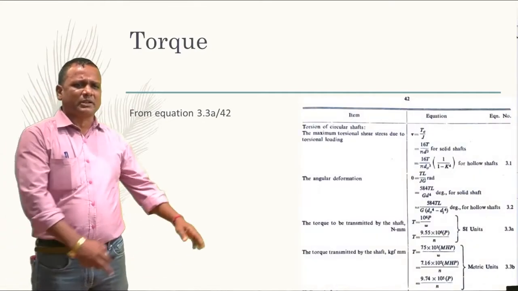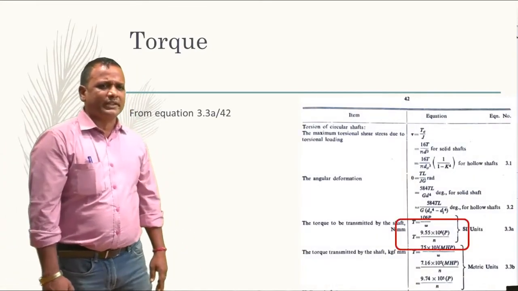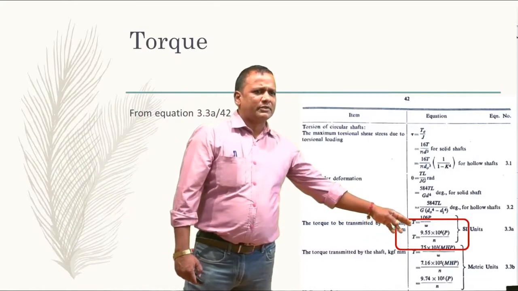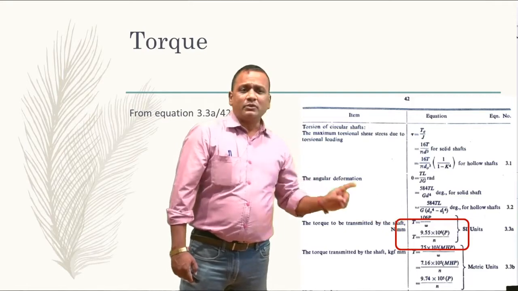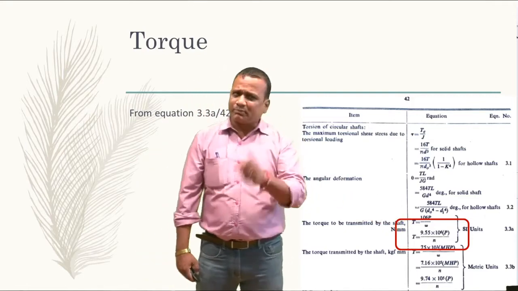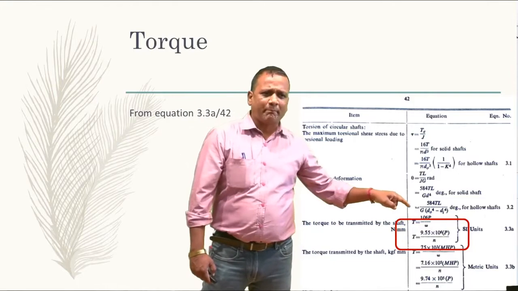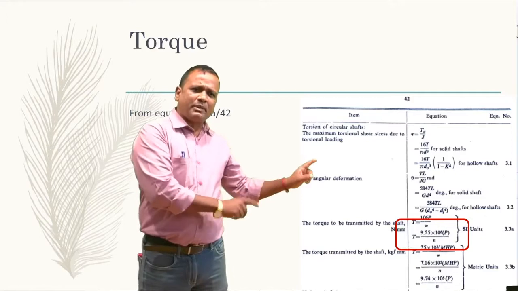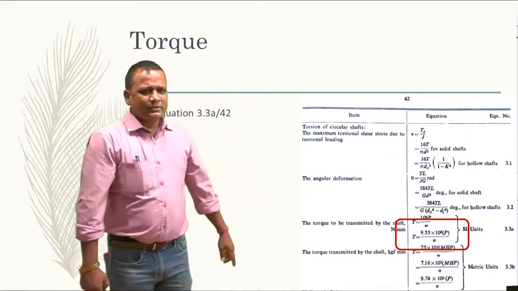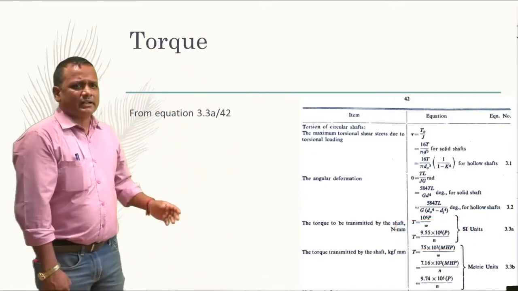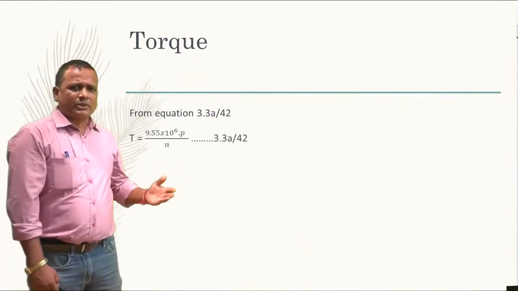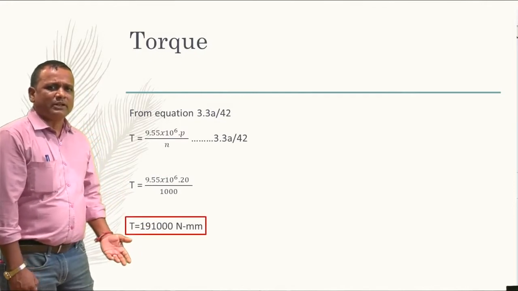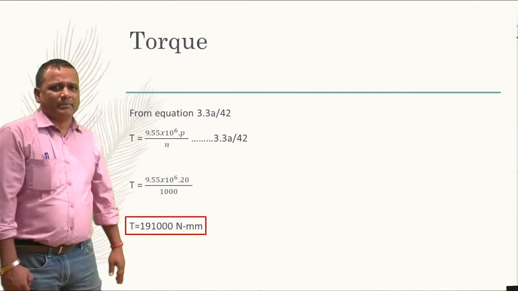I am going to come up with page number 42, equation 3.3a, where it says T is equal to 9.65 times 10 to the power of 6 into P divided by N. Kindly note one very important point: here you need to substitute P in terms of kilowatt. That is a given; this formula has been modified such that P needs to be substituted in terms of kilowatt. So I'm going to pull up that equation and draw it over here. Now substituting the value of P into it, which is given, the torque that I get is 191,000 Newton mm.